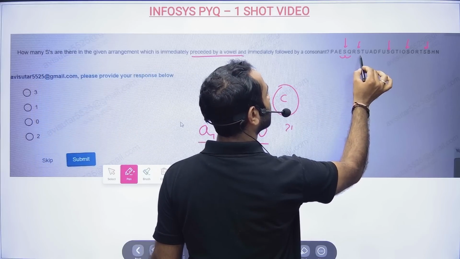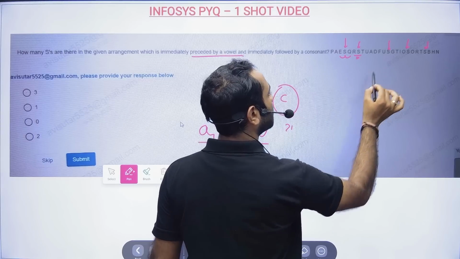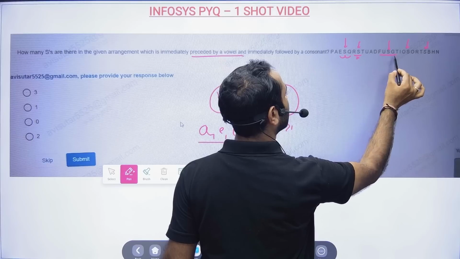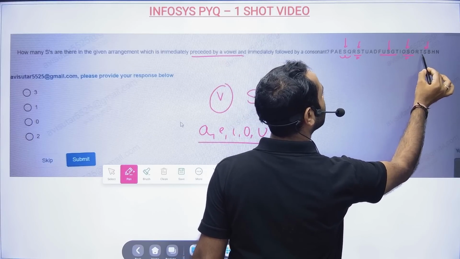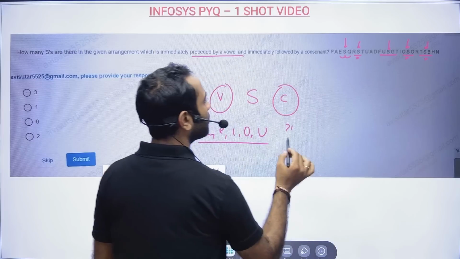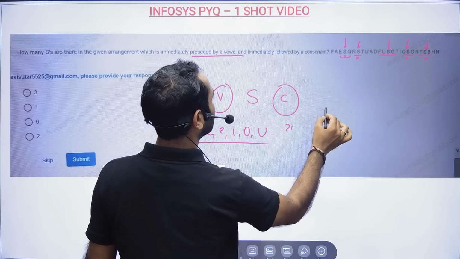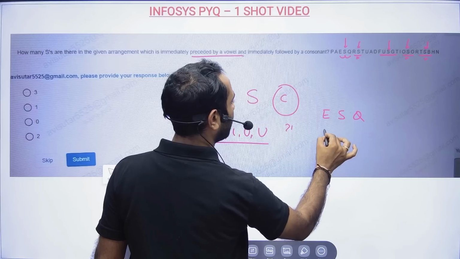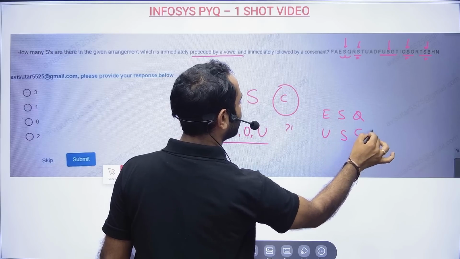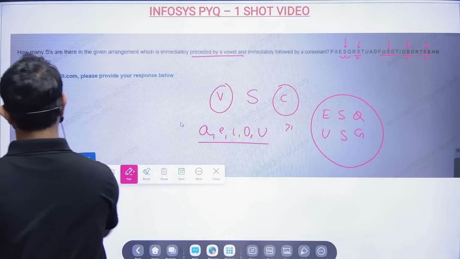Again S here, no. S, ha. This is also S, no, preceded and followed by vowels. Okay, so one we have is E, S and Q, and another one is U, S, Z. So we have two, right?